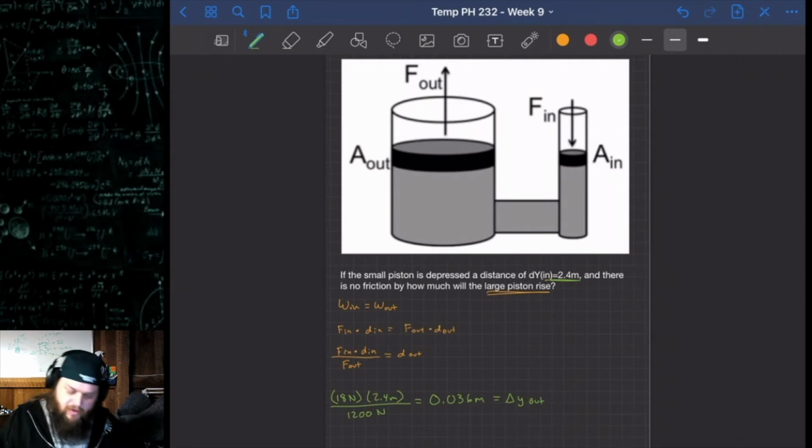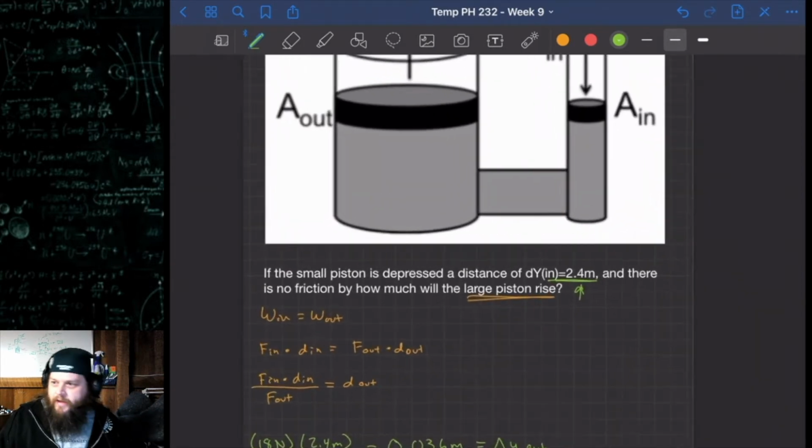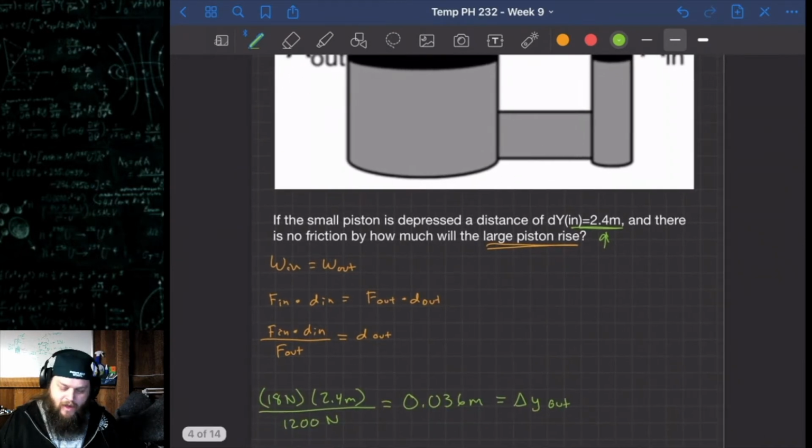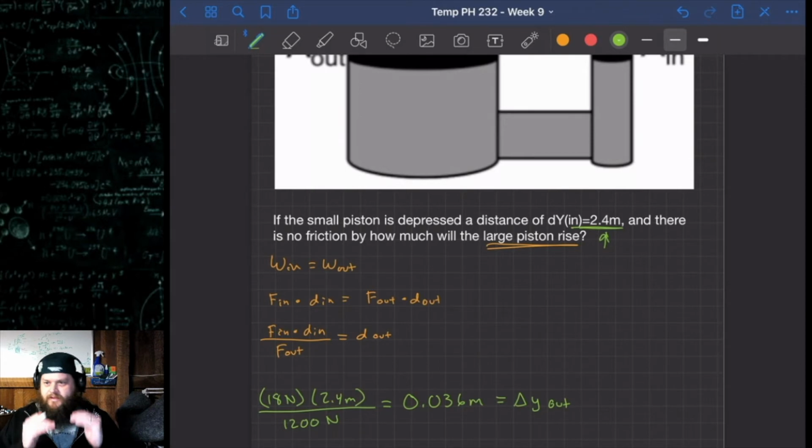You notice we push down a little taller than I am. I said 2.4 meters, and we're only getting 0.036 meters up. So we're only lifting up just a tiny little bit. So these hydraulic systems have to push down on something, but they have to push down on a really long thing so they can get a little bit up.